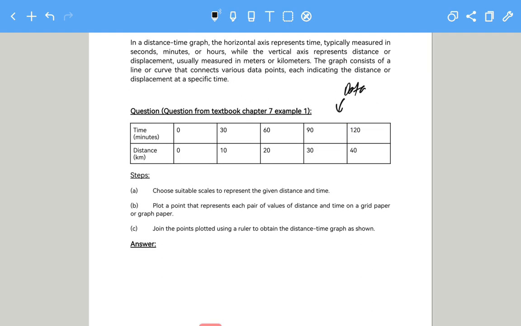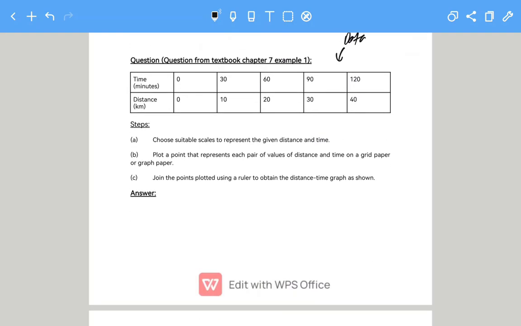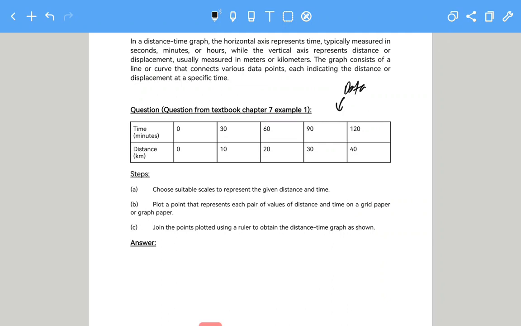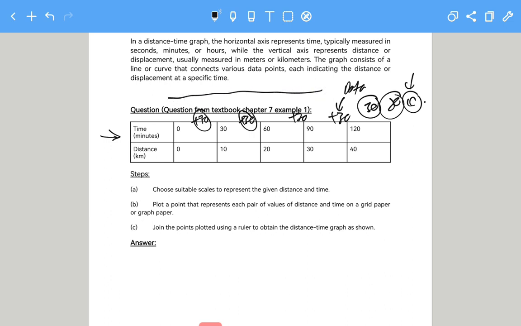So we need to know what the scale is before we sketch the graph. We can see that in this time, all of them are plus 30. 30 plus 30 is 60, 60 plus 30 is 90, 90 plus 30 is 120. So for this scale, we can use 30 or 20 or 10. But with 10, the graph is very huge. So if possible, we use 30 or 20.